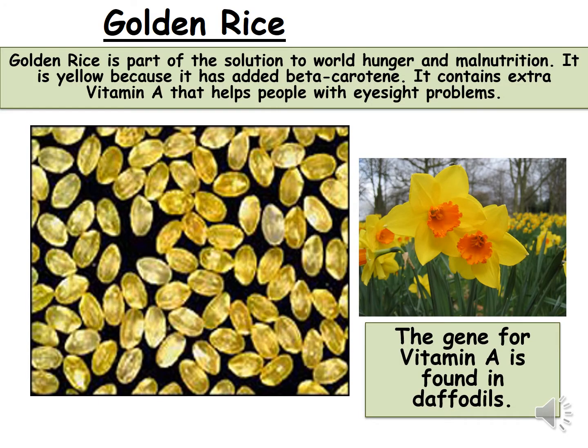One common example that comes up on exam questions is golden rice. This has been genetically engineered because it is yellow in colour, because it has added beta carotene, and it also has extra vitamin A, which helps people with eyesight problems. The gene for vitamin A is also found in daffodils, therefore it is extracted from the daffodils.